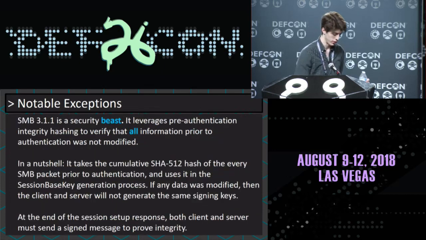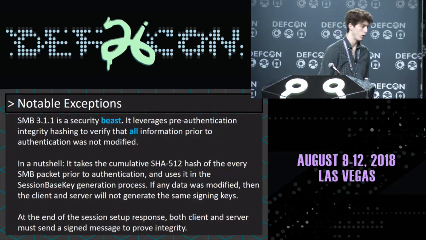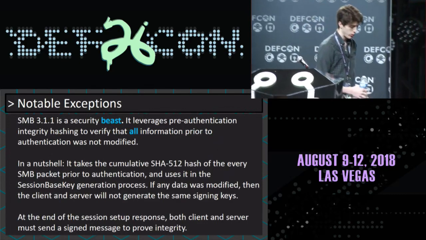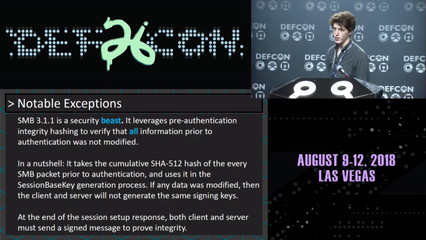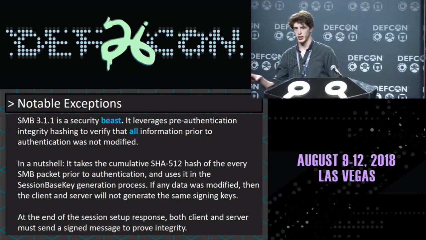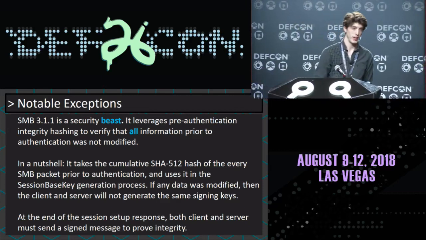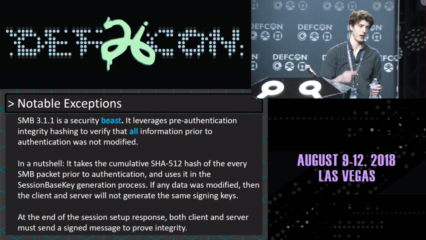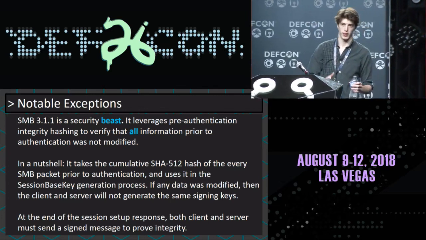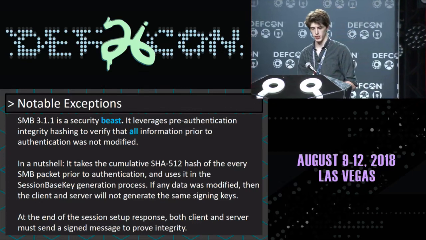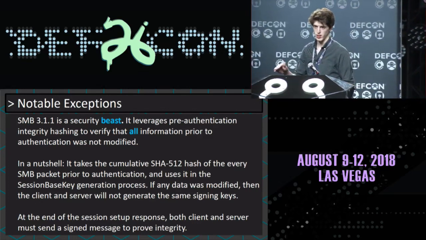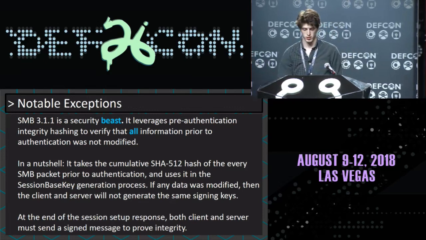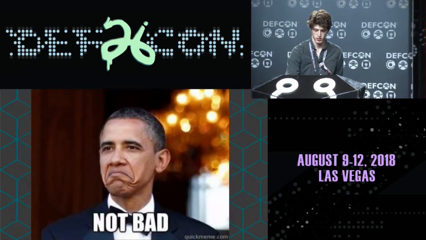So on the other end of the spectrum, SMB 3.1.1 is a beast, and I'll give kudos to Ned Pyle on that one. The SMB keys, rather than just being based on the authentication mechanism used, are also based on the hash of every packet passed back and forth during the negotiation and authentication. So if you edit anything, then the server and the client are not going to have the same keys and the connection's going to drop. So not bad on that one.